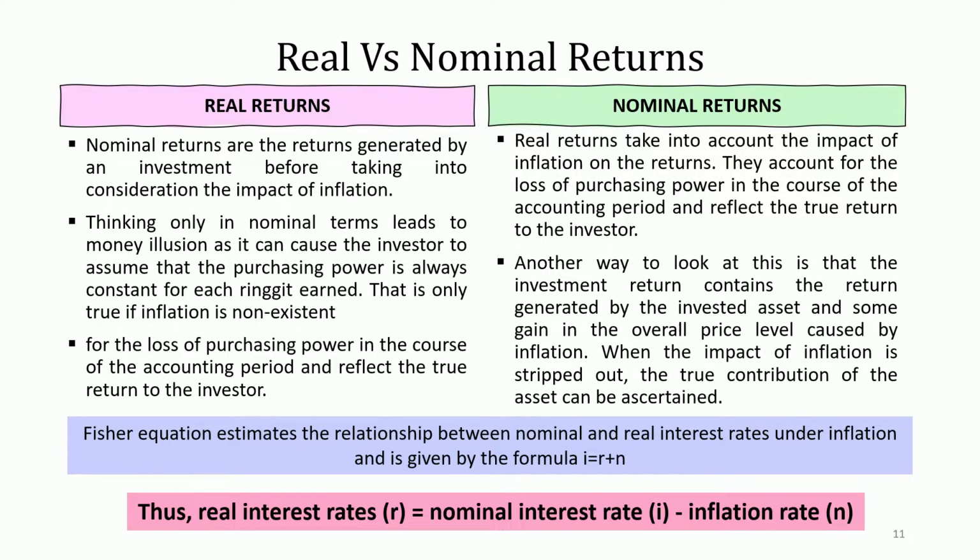Real returns take into account the impact of inflation on the returns. They account for the loss of purchasing power in the course of the accounting period and reflect the true return to the investor. Another way to look at this is that the investment return contains the return generated by the invested asset and some gain in the overall price level caused by inflation. When the impact of inflation is stripped out, the true contribution of the asset can be ascertained.